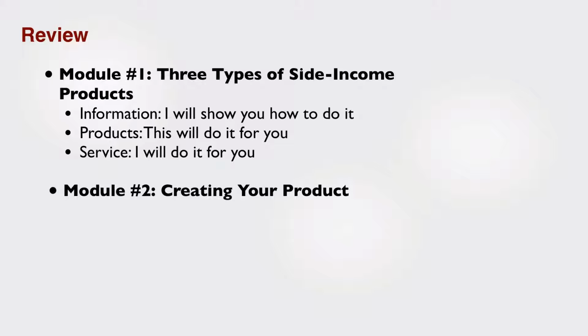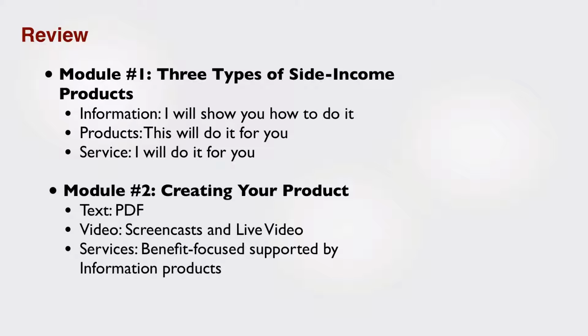In module number 2, we talked about creating your product. It was filled with a lot of nitty-gritty details about how to get your product created. The types of products we talked about were text, which is your PDF, special reports and downloads. We talked about videos with screencasts and live video. And then we talked about services, which are benefit focused, and a lot of times they're supported by information products. So you'll often see someone who's offering a service also offer an information product to complement that service, which is a smart move. And in module 3, we're going to talk about how to create your lead magnet.